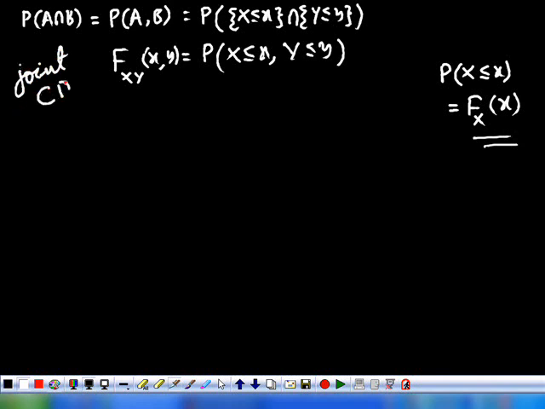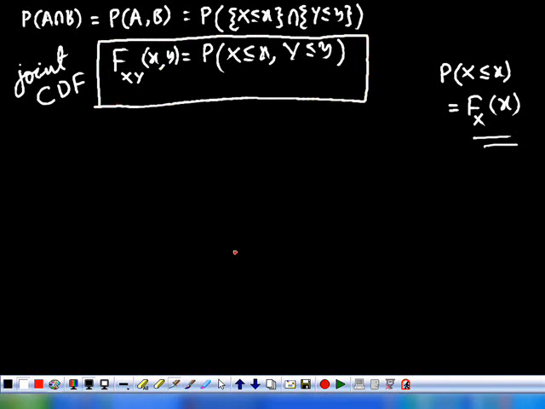CDF, joint cumulative distribution function. So FXY of x comma y is the probability of X less than or equal to x, Y less than or equal to y. So this is the defined quantity called the joint cumulative distribution function, which is defined on the two random variables X and Y, where X is taking values less than or equivalent to x, Y is taking values less than or equivalent to y. The probability of this joint event is designated as FXY of x comma y.